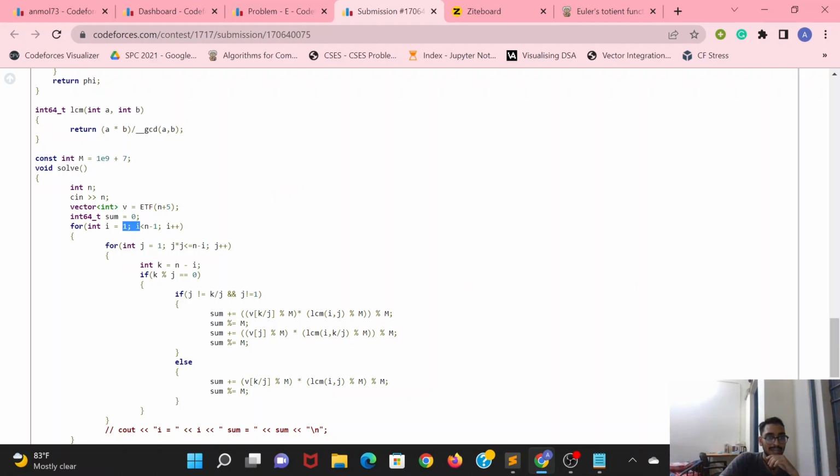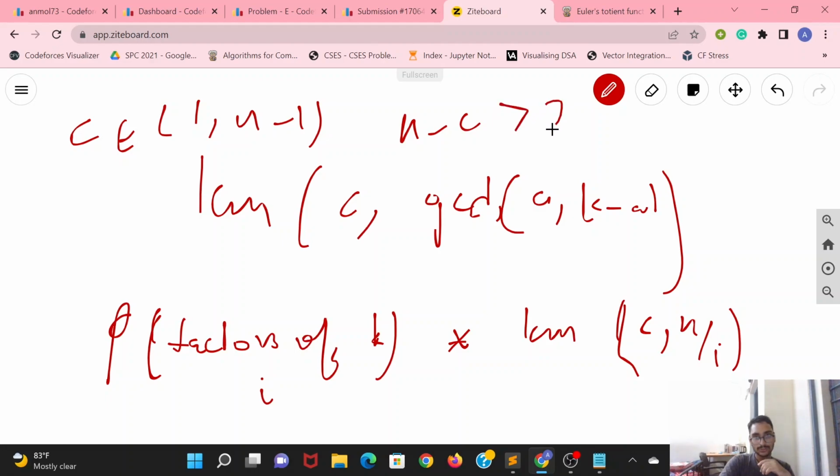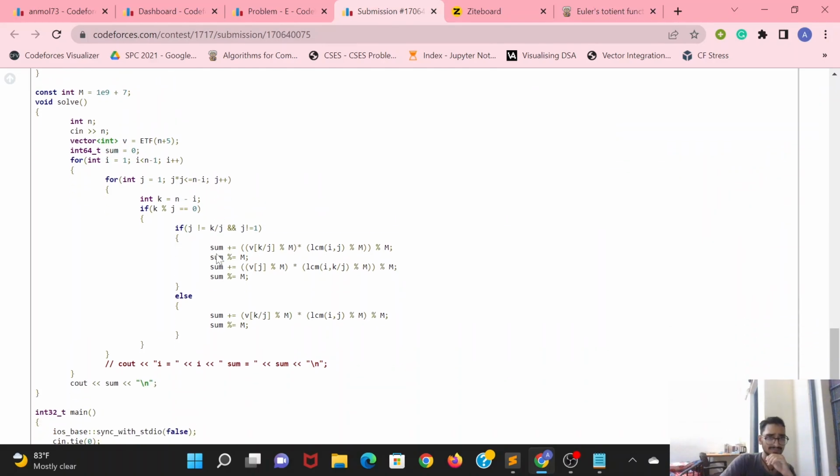So I go from 1 to n minus 1. Why do I go from 1 to n minus 1? C can go from 1 to n minus 1 because n minus C must be greater than or equal to 2, because A and B are greater than or equal to 1. So n minus C should be greater than or equal to 2. So I have to go from 1 to n minus 2, not n minus 1. I have put a less than sign here, that is basically n minus 2.